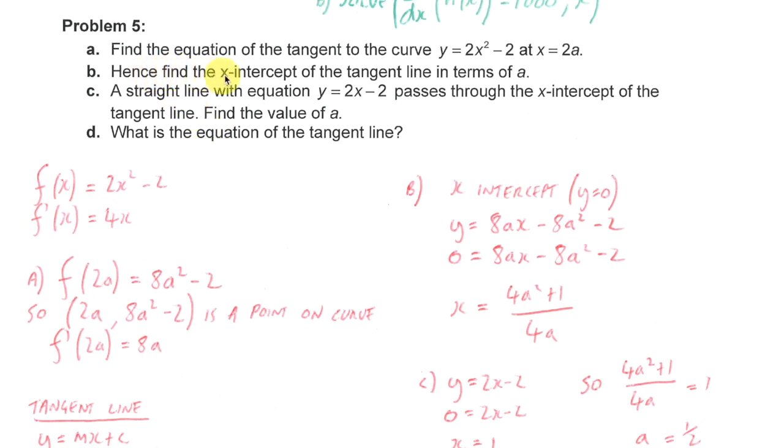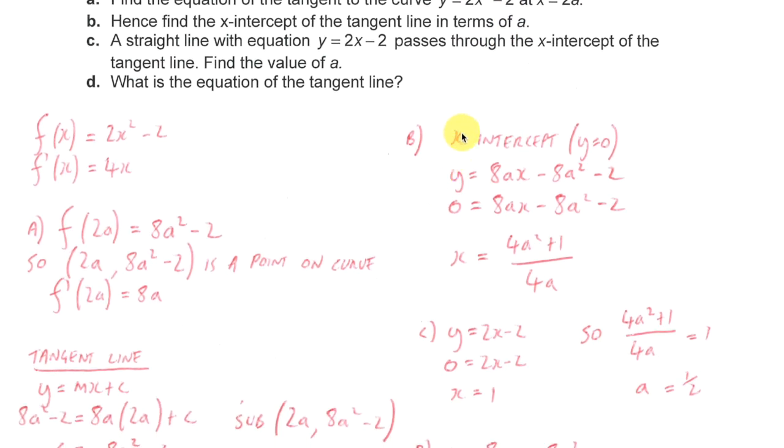B. Hence find the x-intercept of the tangent line in terms of a. So of course, for our x-intercept, y is equal to 0. So I set y equaling to 0, and I solve for x. So obviously I missed a few steps there, but basically you would add 8a squared and add 2 to both sides, then divide everything by 8a, and that will simplify to being this expression here. So x is equal to that.